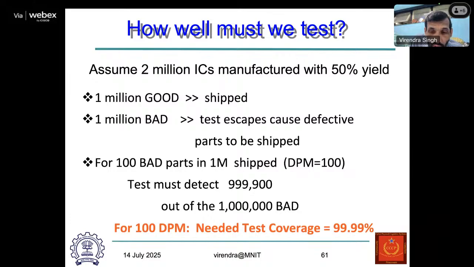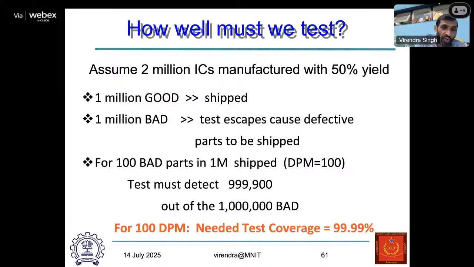Now let's say I assume that I'm manufacturing 2 million ICs and IC yield is 50%. 50% means 50% chips are good, 50% chips are bad. That means out of 2 million chips, 1 million chips are good, 1 million chips are bad. Now I'm not worried about the good chips. Even if I don't test those chips, they will do well in the market.